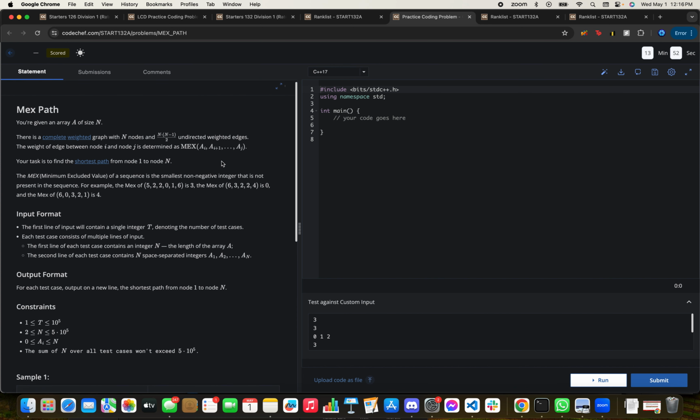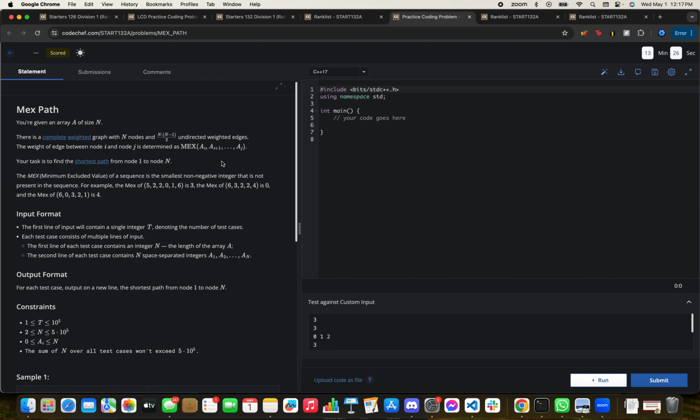Anyway, let's see if we can solve this. You're given an array A of size n, there's a complete weighted graph, right? Okay, and it's given by an array. Find the shortest path from 1 to n. So, is there a reason you can't Dijkstra? It's because range mex is difficult, probably. I see. How do you even compute range mex?